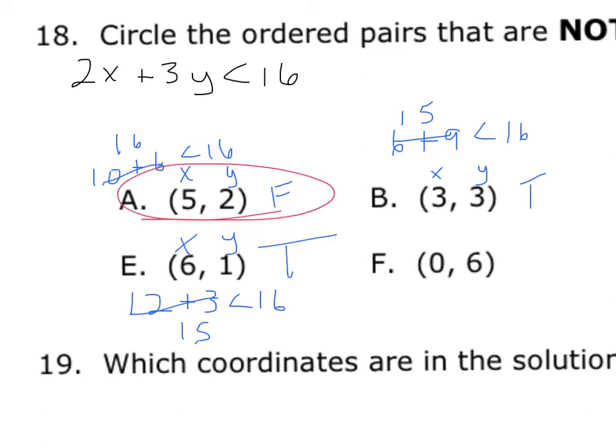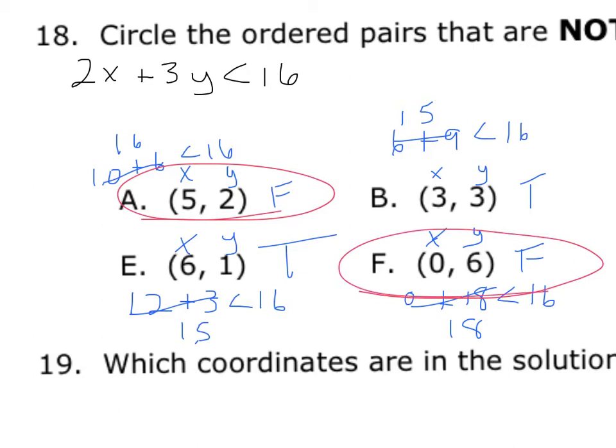Letter F, substitute x and y. Okay, x is 0, so 2 times 0 is 0, plus 3 times 6 is 18. We're saying that that is going to be less than 16. Well, 0 plus 18 is 18, and 18 is not less than 16. So this is a false statement. And we're looking for things that are not solutions, so we're looking for false statements. So F can also be circled.